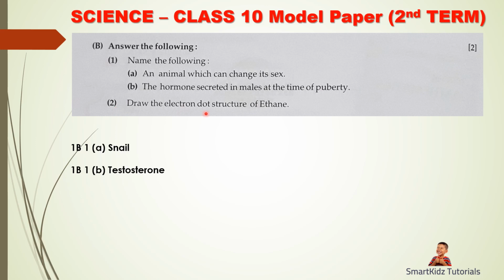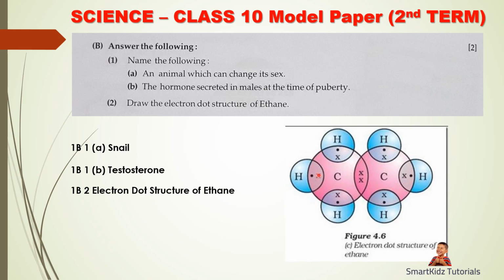Second is: draw the electron dot structure of ethane. So the electron dot structure of ethane is here, and for ethane, we know the molecular formula is C2H6. So we have 2 carbon atoms and we have 6 hydrogen atoms surrounding them.